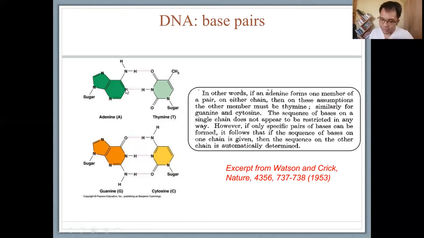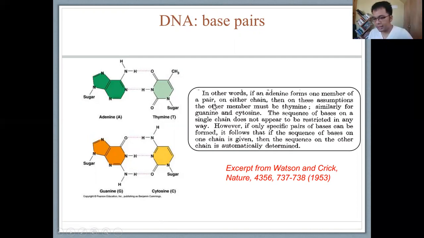Yung adenine natin, comprised of 2 hydrogen bonding. So bakit hydrogen bonding? Kasi nga yung H natin is nakikipag-interact sa N ng adenine. And then yung H ng adenine is nakikipag-interact doon sa may carbonyl group or oxygen ng ating thymine. Whereas our guanine and cytosine here, meron tayong 3 hydrogen bonding there.